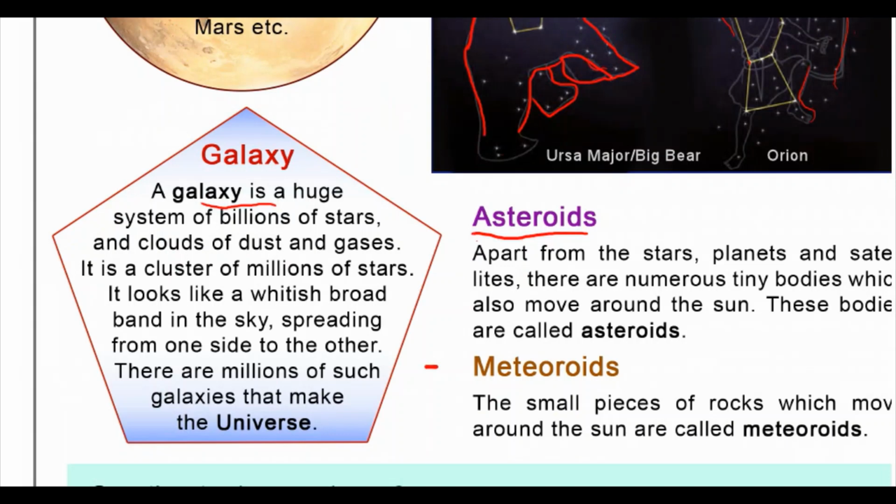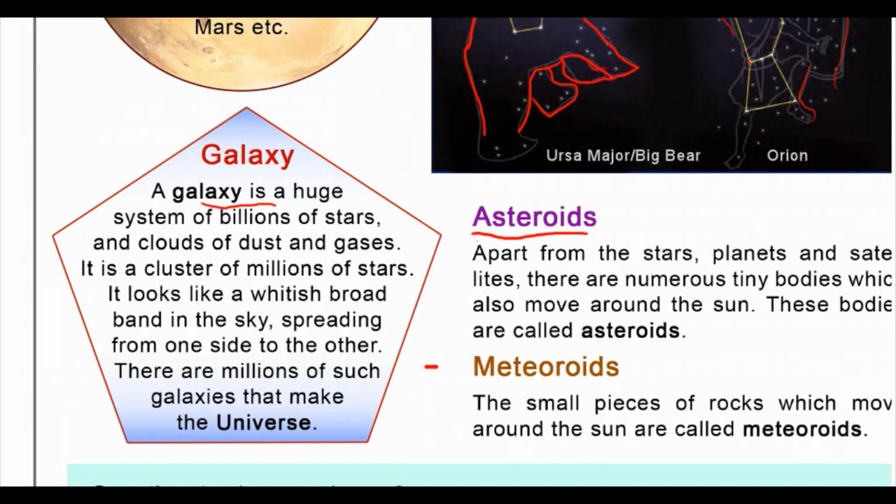There are millions of such galaxies that make the universe. Okay, so a galaxy is a huge system of billions of stars and clouds of dust and gases, and there are millions of stars, and this galaxy appears as a whitish broad band in the sky which is spreading from one side to the other side. Like the galaxy we have, that is one galaxy, and there are many more galaxies in this world which are making the universe.